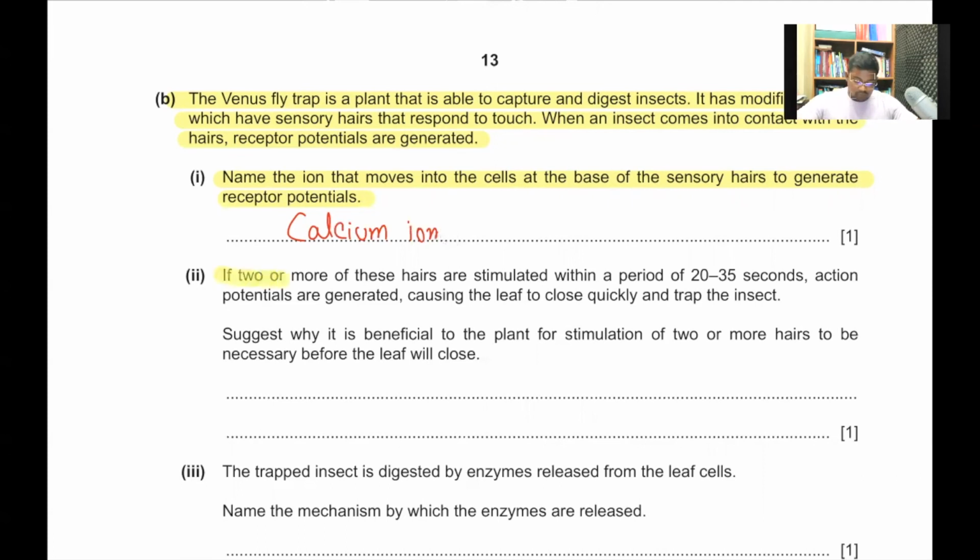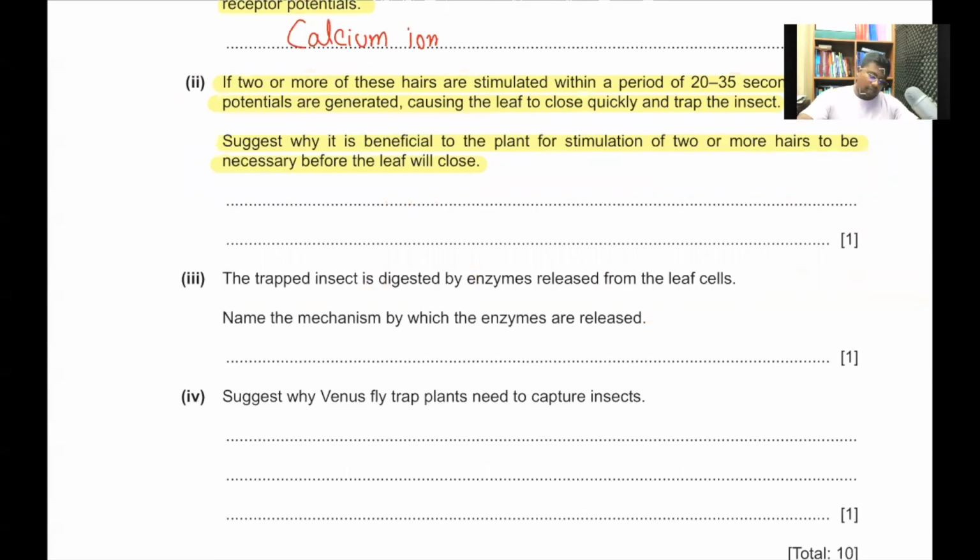Part 2. If 2 or more of these hairs are stimulated within a period of 20 to 35 seconds, action potentials are generated, causing the leaf to close quickly and trap the insect. Suggest why it is beneficial for the plant for stimulation of 2 or more hairs to be necessary before the leaf will close. Actually, this avoids wasting of energy.